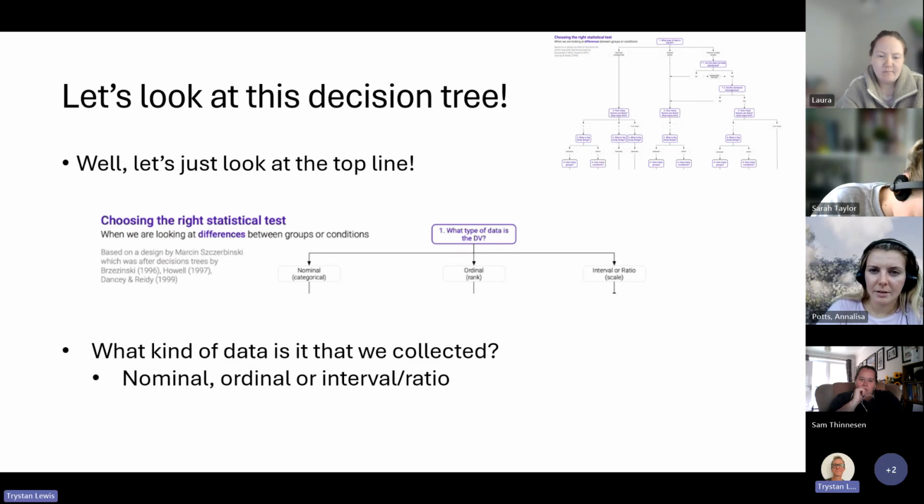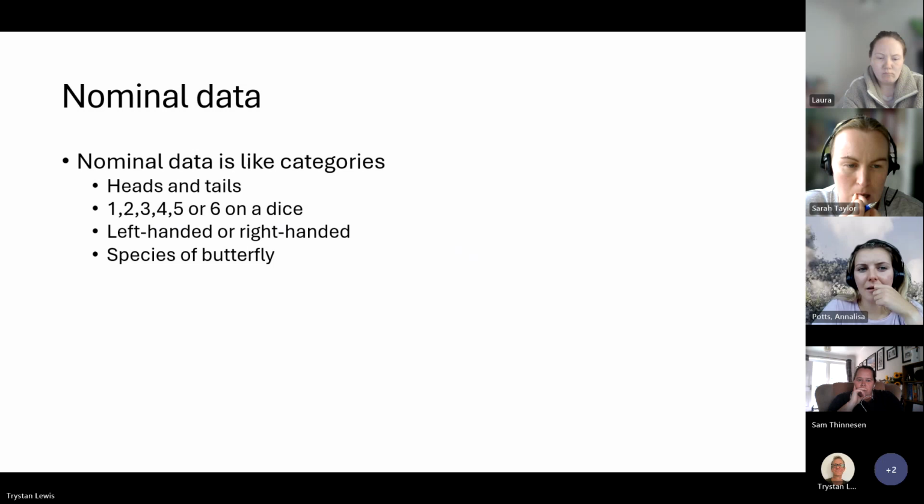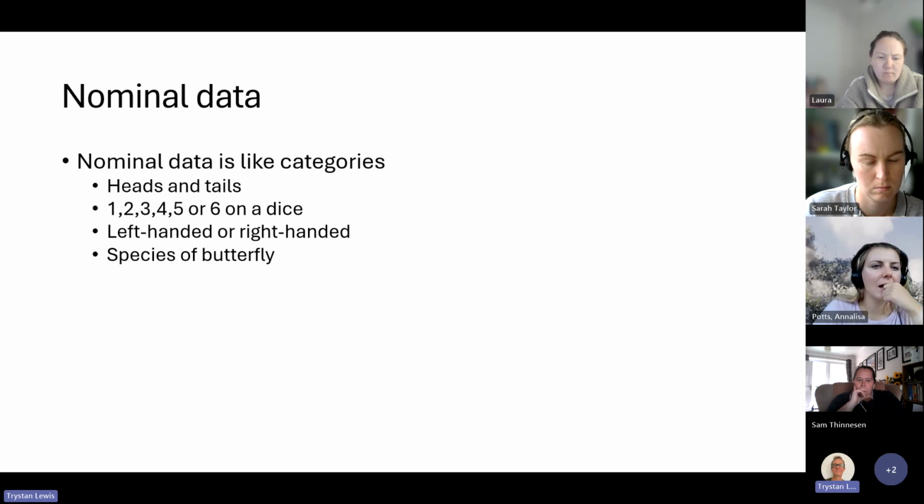So the first question at the top of the decision tree is, what type of data is the DV? And that's the results that come out. Okay, so first of all, it's nominal. Well, nominal data has a name. So nominal data is like categories. If I'm tossing a coin, the nominal data is heads or tails. It's two things. On a dice, well, it's numbers, but it doesn't matter because it's a dice. I could write anything on those sides. So the categories I could get is 1, 2, 3, 4, 5, or 6 on a dice.